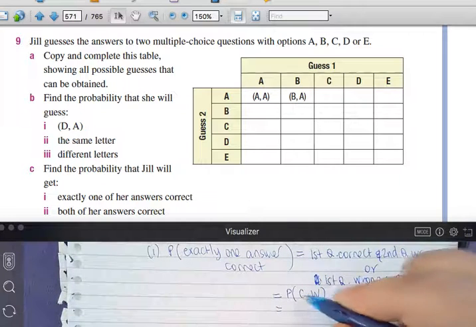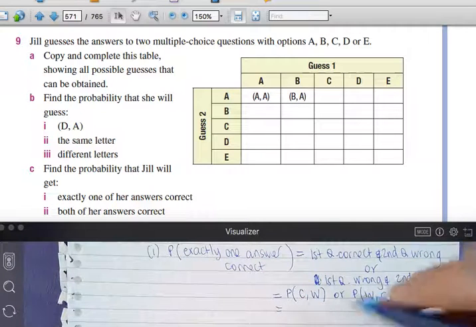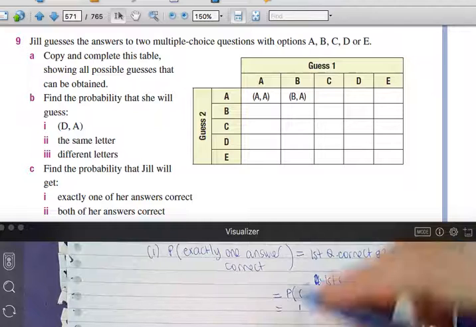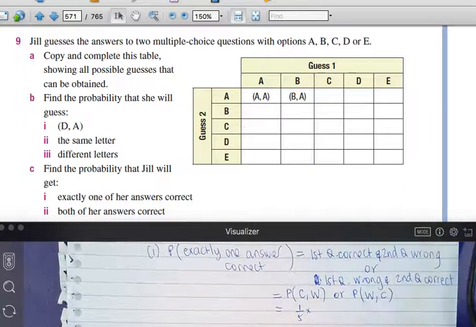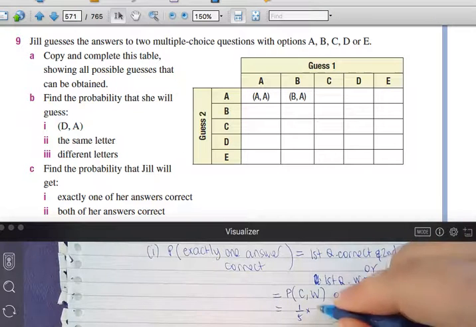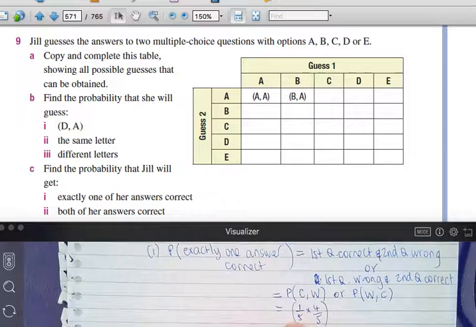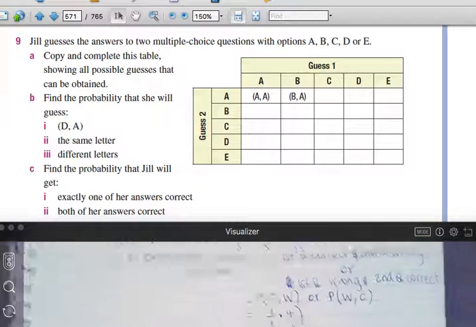Now, what's the chance that she gets the first one correct? What is it? No. First question correct. A, B, C, D, E. One of them's right. What's the chance that she'll get it right? 1 out of 5. What's the chance that she'll get the second one wrong? Well, there's only one right answer. How many wrong answers are there? Times 4 out of 5. So that is getting the probability of the first one correct and the second one wrong.